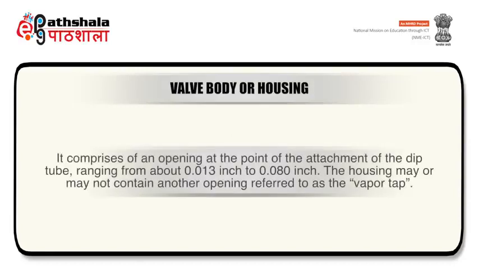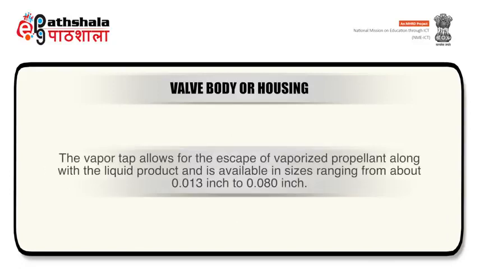The valve body or housing comprises an opening at the point of attachment of the dip tube ranging from about 0.013 inch to 0.080 inch. The housing may or may not contain another opening called the vapor tap. The vapor tap allows for escape of vaporized propellant along with liquid product.